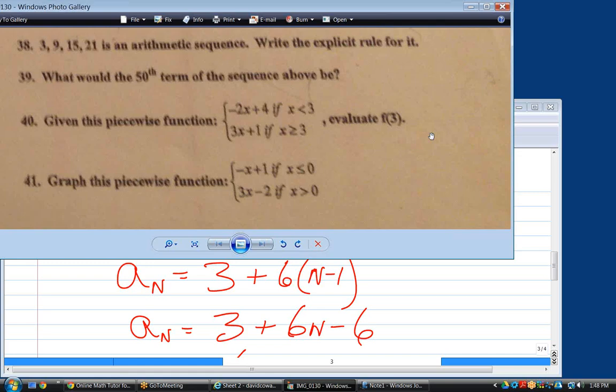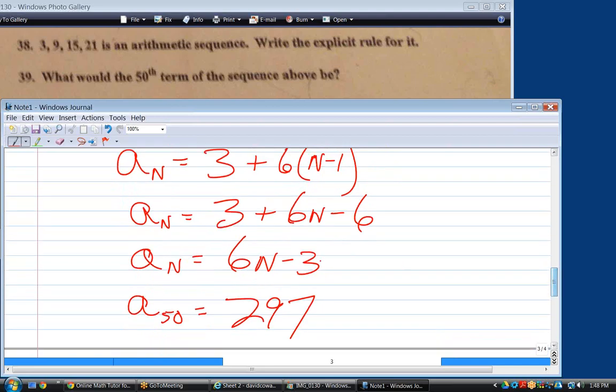The general is for any arithmetic sequence. The specific explicit is for this sequence. And this formula we came up with is for this sequence. That's not the general for any of them, but that is the way you figure out whatever any term is.